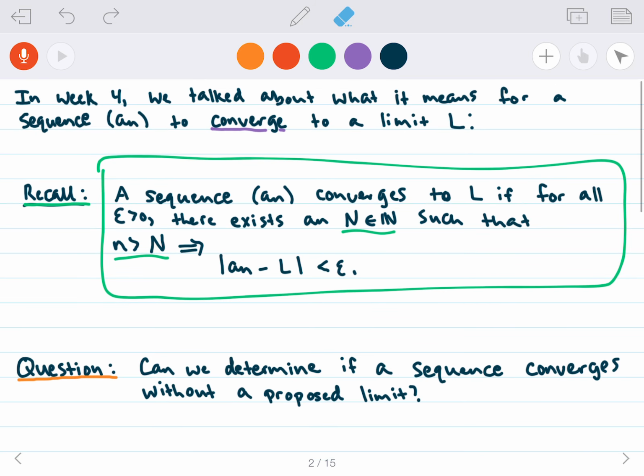Okay, so in week 4, we gave a rigorous definition of what it means for a sequence to converge to a limit. If you recall this definition, a sequence converges to a limit if for any epsilon bigger than 0, no matter how small we specify, there's a capital N in the naturals such that when you go along far enough in your sequence, the distance between the terms in your sequence and your limit is getting arbitrarily small. So that was our definition for convergence. And so the theme for this lecture is that we don't need a candidate for a limit to argue that a sequence converges.